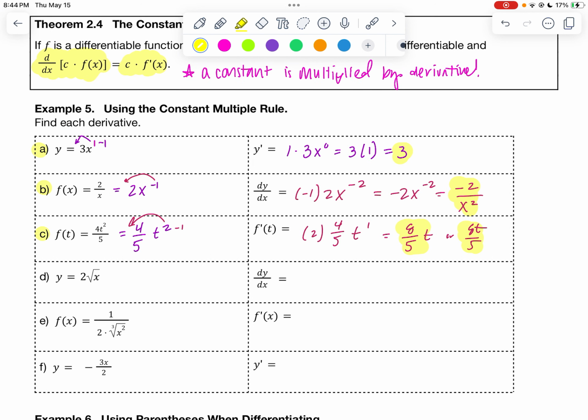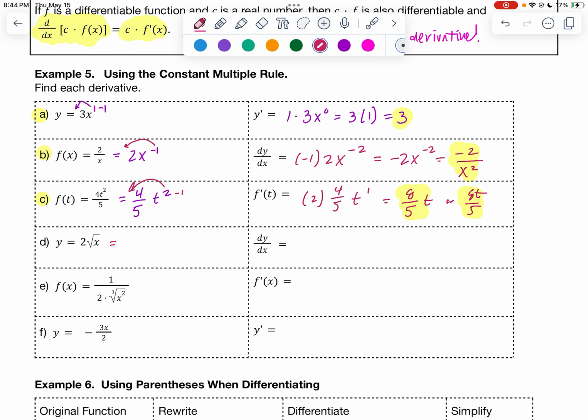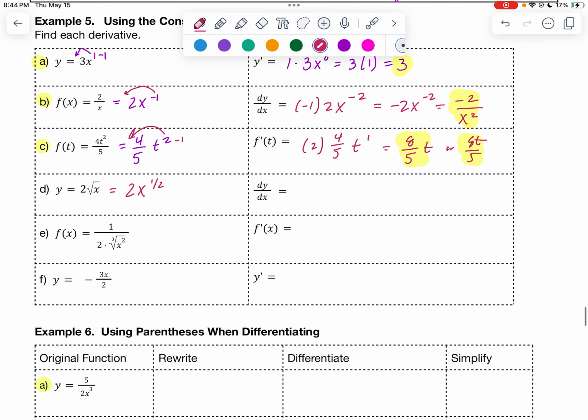Now I want you guys to go ahead and try the other ones. Again, you might have to rewrite them. So like for part D, I would rewrite it as 2 times x to the 1/2 power. Part E, yeesh. Let's rewrite it. I have 1 over 2. This becomes x to the 2/3 power, and then I would even go 1/2 x to the negative 2/3 power. And then I would apply the power rule. Okay, so go ahead and try the rest.